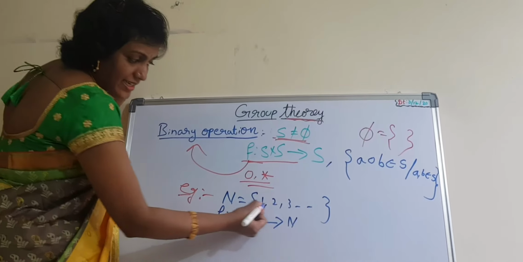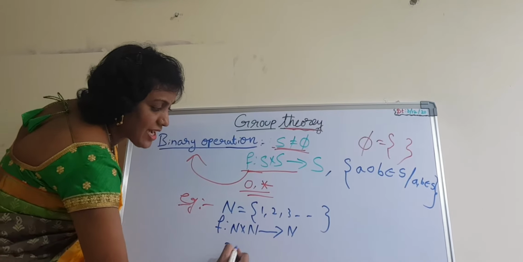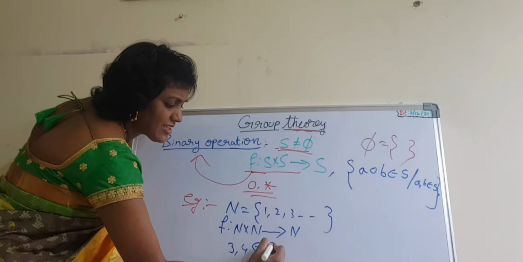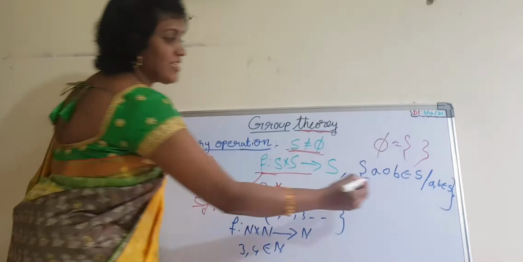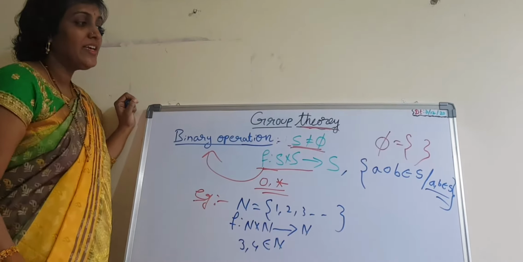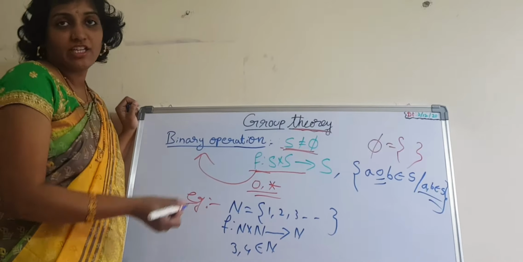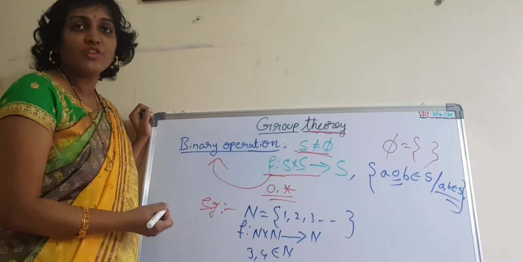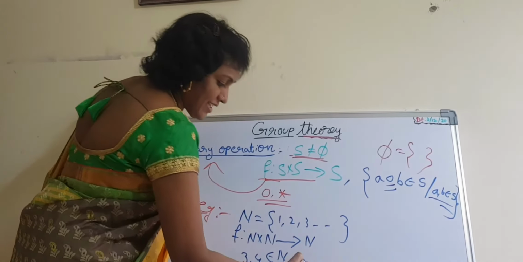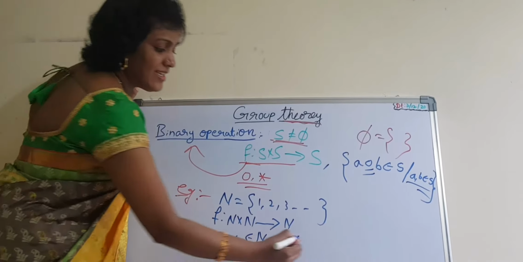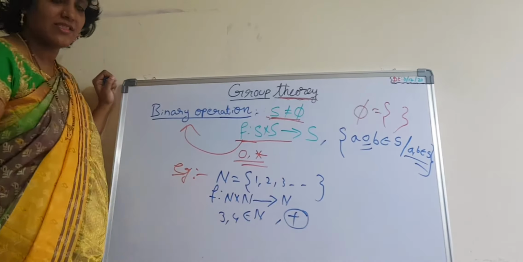We can take any numbers, 3, 4, any natural numbers. Here I told you circle or asterisk means some binary operation. Any operation you can take. I am taking circle as plus.